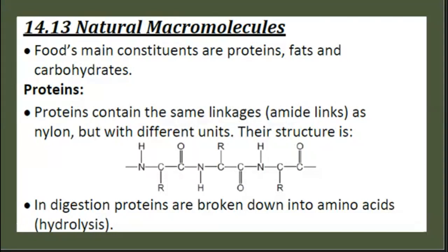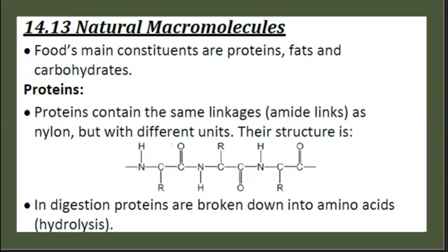All right, so we have two basic types of macromolecules that we deal with. We have the natural macromolecules, and then we have the synthetic macromolecules. Natural means that it appears in nature naturally, right? Synthetic means that man found a way to create it, and then it exists. So the food that we consume, the food's main constituents are proteins, fats, and carbohydrates. These are natural macromolecules. Proteins contain the same linkages, amide linkages or peptide linkages, as nylon, but with different units.